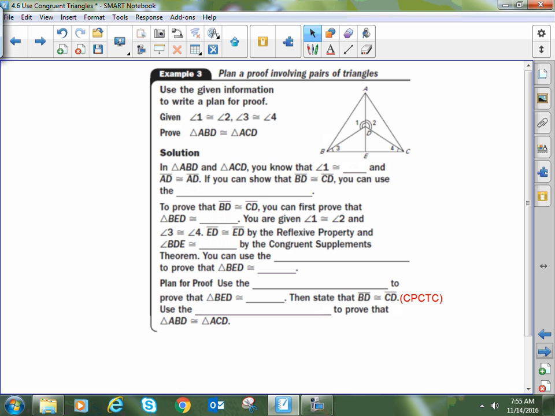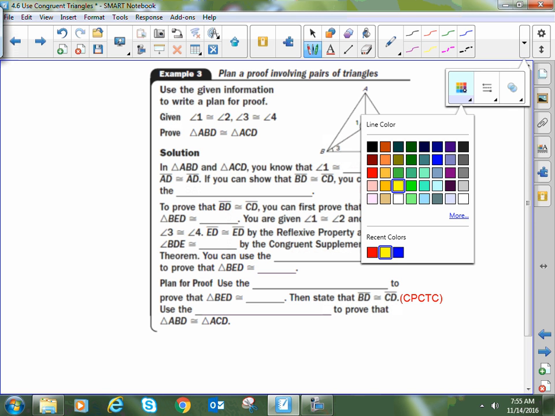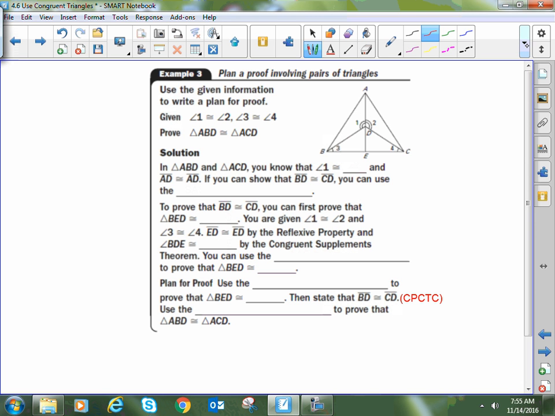Alright, so let's see how we are looking at example 3. Use the given information to write a plan for a proof. Now again, I'm not a big fan of them saying a plan for a proof. If you're going to write a plan for a proof, just write the proof, because essentially they're the same thing. So write a proof. That's really what we're going to be looking at. And all of what we see here is the proof.